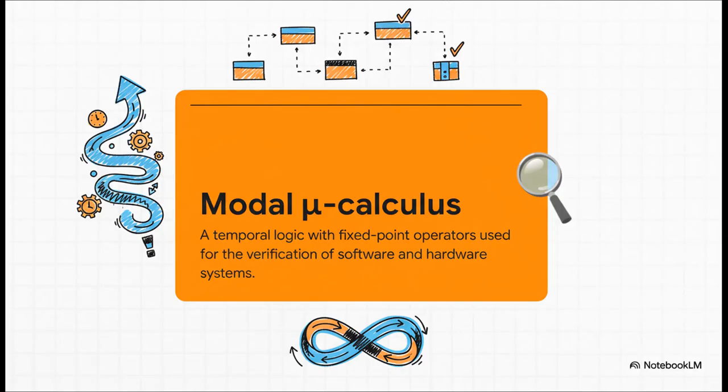So what is this thing, really? At its core, the mu calculus is a type of temporal logic. And that's just a fancy way of saying it's a language made to reason about how things change over time, like the sequence of events inside a computer program. But its real superpower comes from something called fixed-point operators. These things let it describe incredibly complex patterns of behavior.